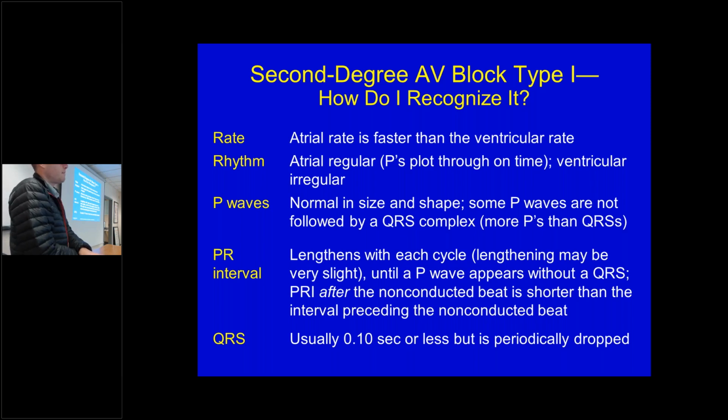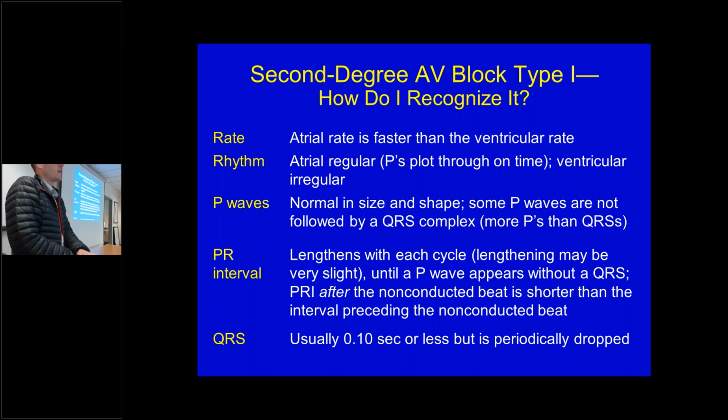So how do you recognize it? The atrial rate is faster than the ventricular rate. I think you can recognize that just by eyeball, that there are more P waves than QRSs. And the ventricular rate is irregular because it's having dropped beats.